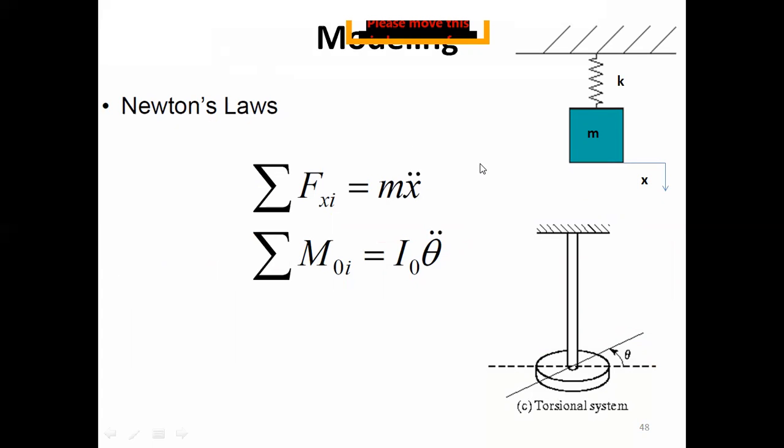In order to derive the equation of motion for the modeling of a vibrating system, we would be using a number of methods. One of the methods is Newton's method, or Newton's law. In the Newton method, we would be using Newton's second law of motion, which is F equal to mass into acceleration. But we would slightly modify that equation.